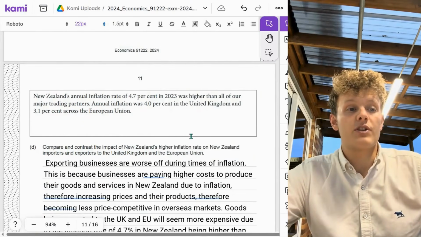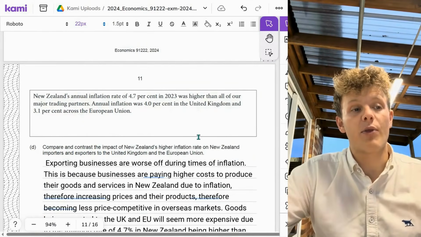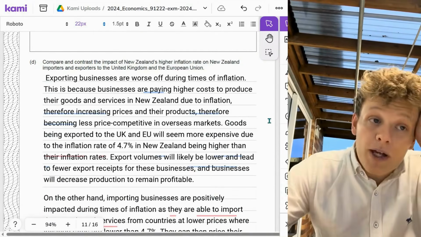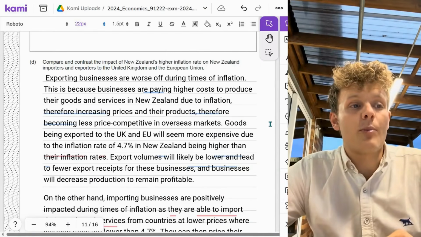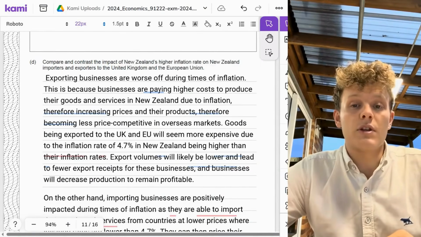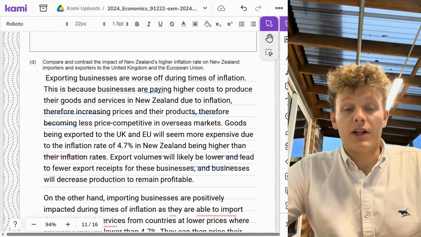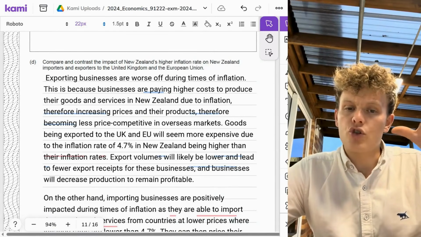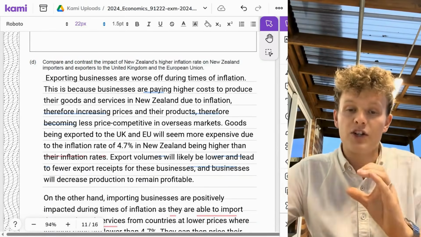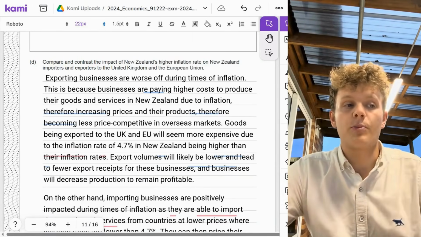New Zealand's annual inflation rate of 4.7% in 2023 was higher than all of our major trading partners. Annual inflation was 4% in the United Kingdom and 3.1% across the European Union. Compare and contrast the impact of New Zealand's higher inflation rate on New Zealand importers and exporters to the United Kingdom and European Union. For me, it was a bit tricky, this question. I kind of went to put my head in trade mode, but you have to keep your head in inflation mode here and say the impacts of inflation on your prices as a producer.